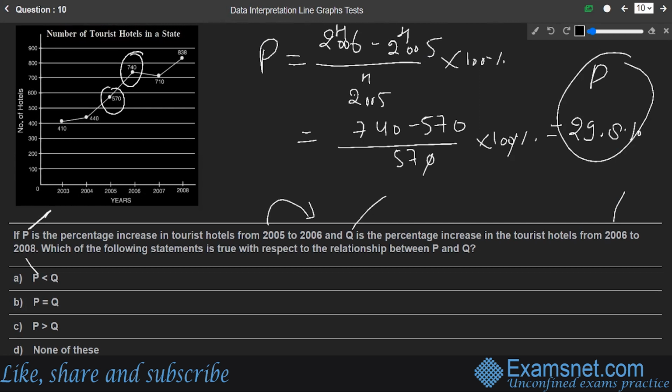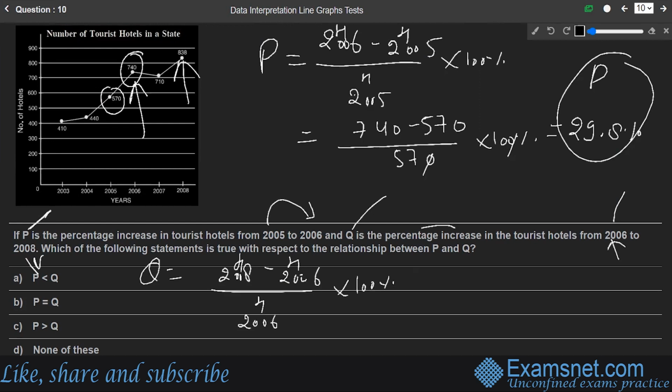Let us find the value of Q. For finding the value of Q, what are we supposed to do? He's saying Q is the percentage increase from 6 to 8. So we have to see the data of 6 and the data of 8. In 6, the value is 740. In 8, the value is 838. So percentage increase Q will be hotels in 2008 minus hotels in 2006, divided by hotels in 2006, multiplied by 100%.